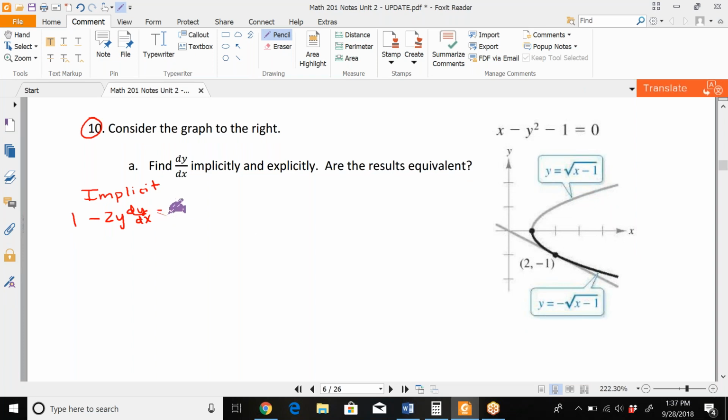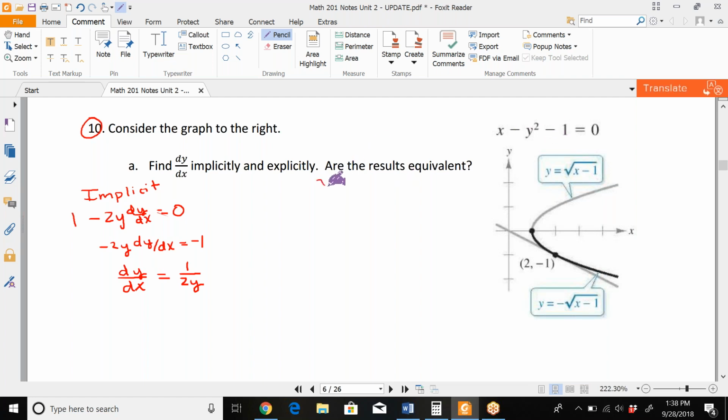There we go. So equals 0. And then I would solve this for dy dx by subtracting the 1 over, and then dividing by negative 2y. So dy dx is a negative divided by a negative, so that's a positive, so it's going to be 1 over 2y. And what you have to remember is that this is the formula for the slope of the tangent line, and notice it has a y in it because we had to do it implicitly.